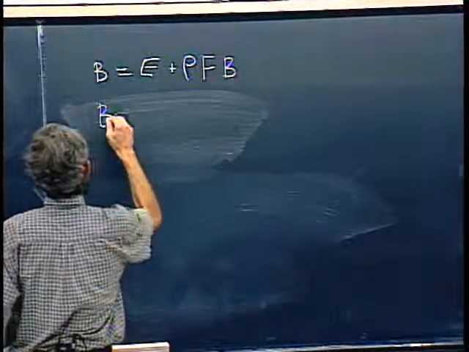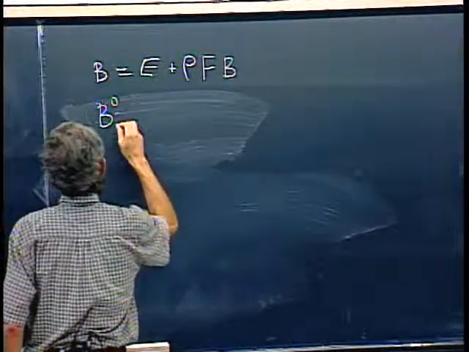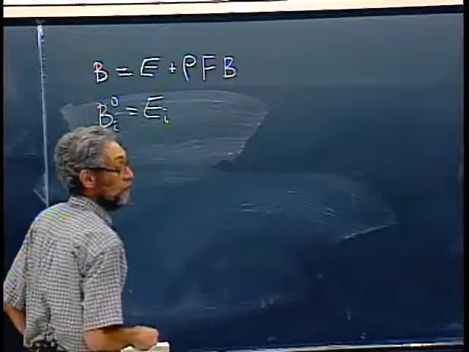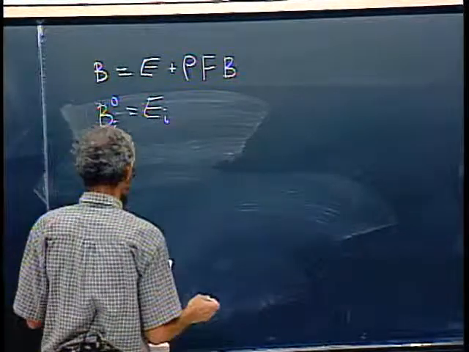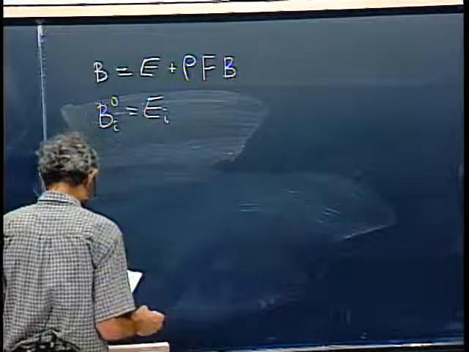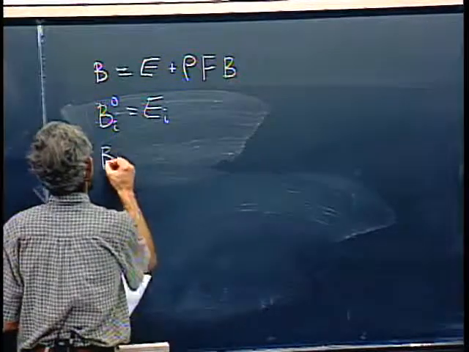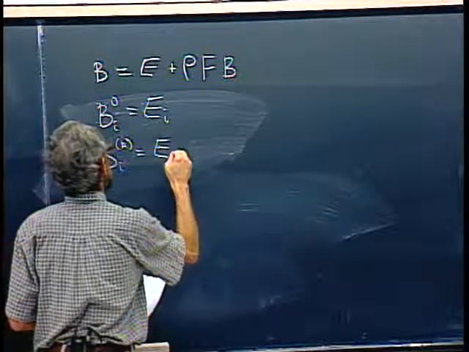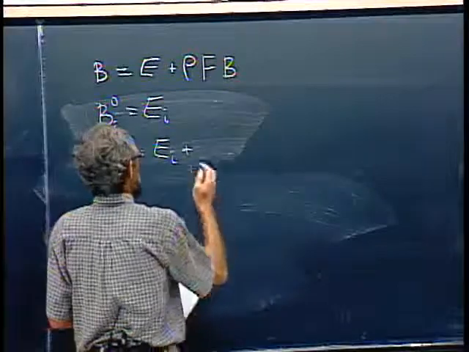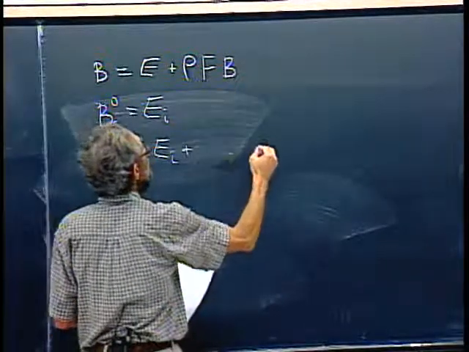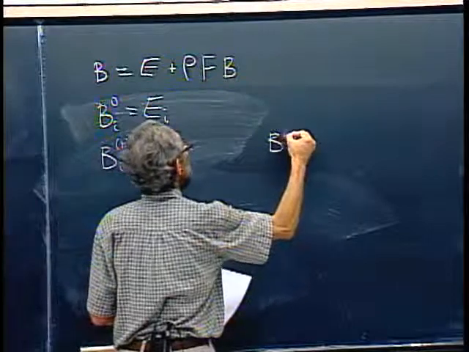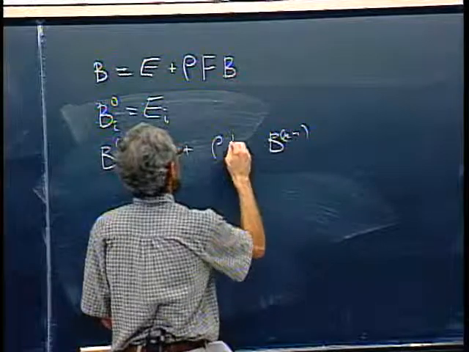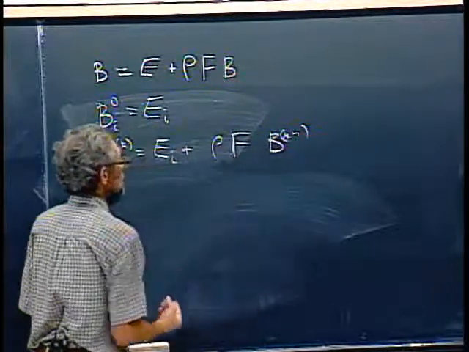So let B, the 0th iteration, start off just being the emissivity. And then let B, for the kth iteration, be E I plus this term here using the previous answer, and this matrix of form factors and reflectivities.